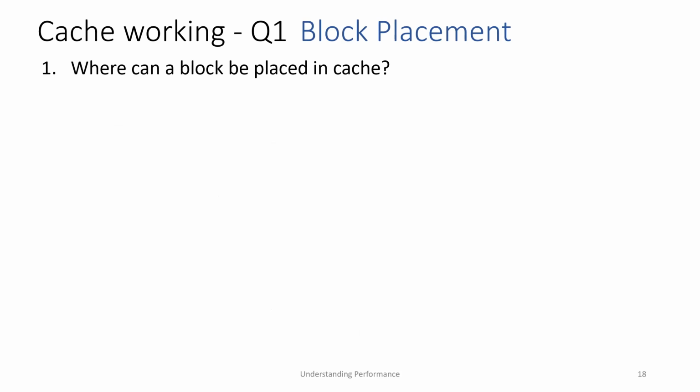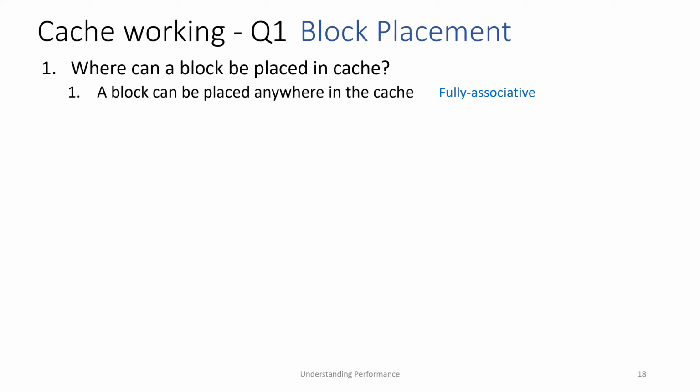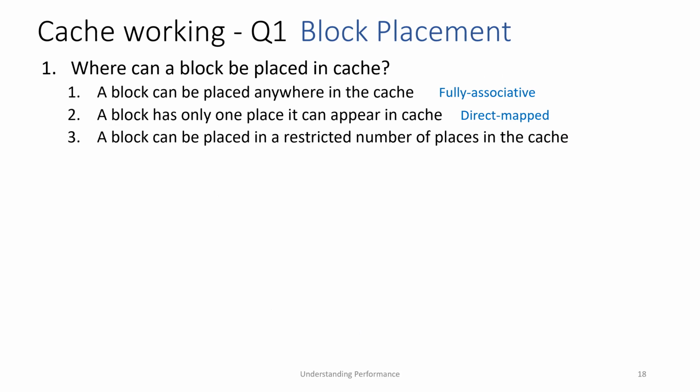For the first question, where can I place the block: if I can place it everywhere or anywhere, that is called fully associative cache. If I can place it only at one designated location, it is called direct mapped cache. If I have not the entire cache nor one particular location, but a few sets of locations where I can place it, it's called set associative cache. If there are n possible locations, then we call it n-way set associative, right?